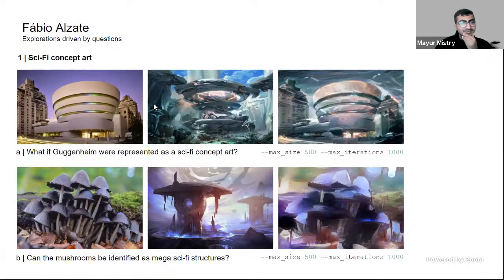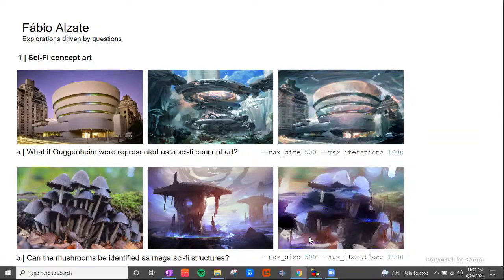The first one was, well, I just wanted to have some fun here to understand how these photos would look as if they were concept art. This is kind of useful for digital artists to create backgrounds for their paintings. And the last one here, I tried to see if the mushrooms would be identified as a megastructure that appears to be mushrooms, and I had this kind of fuzzy and dreamy result.